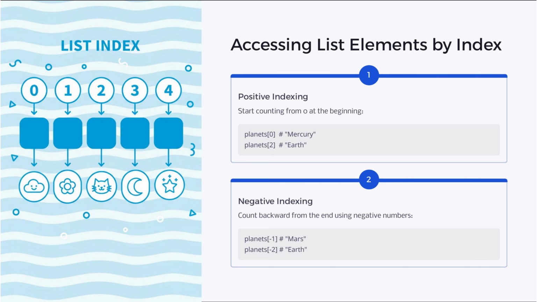Lists allow access to elements using indexing. Positive indexing starts at 0, so planets[0] returns Mercury. Negative indexing counts backward, with planets[-1] yielding Mars. This flexibility in accessing elements is crucial for efficient data manipulation.